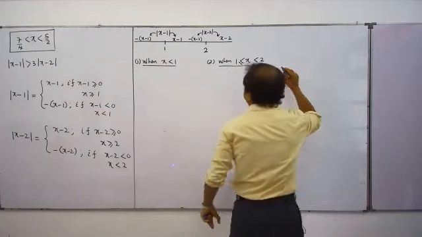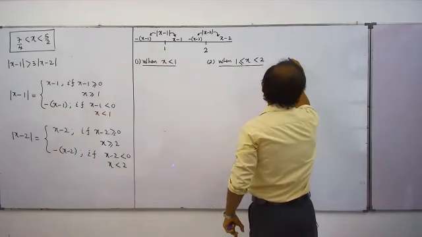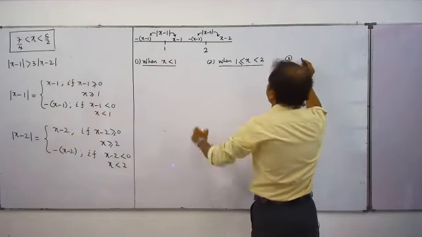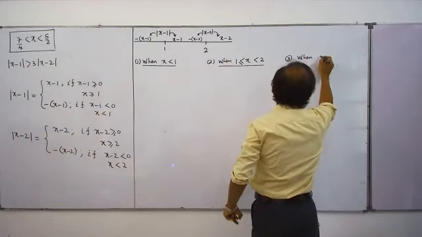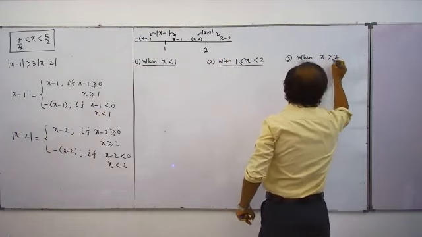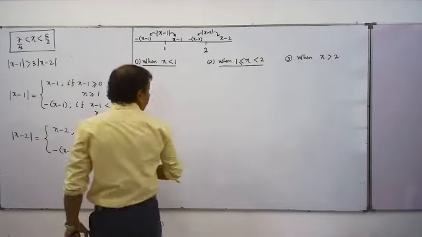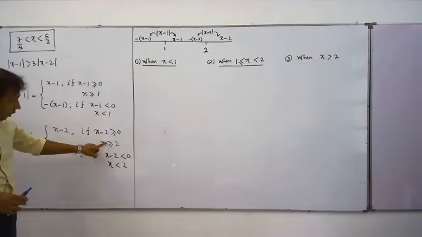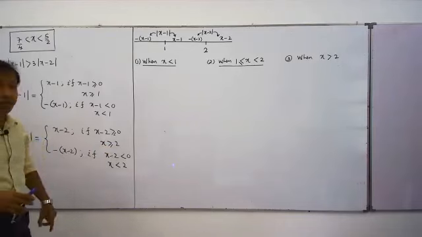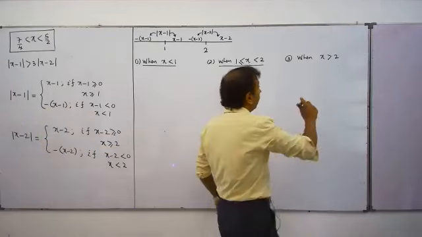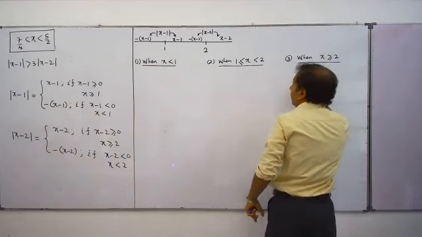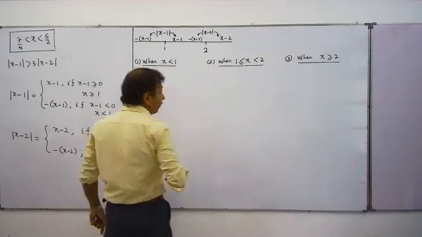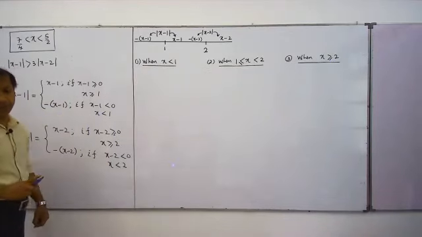Number 3, the third region. This region, x greater than 2. Now see, with that 2, x greater than 2, the equal sign is available. Then x greater than or equal to 2, this region. This is how we select the 3 regions.